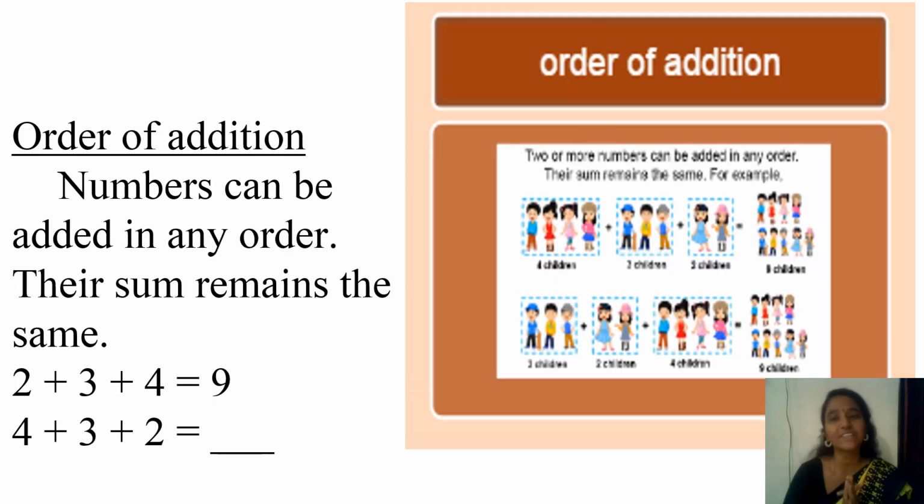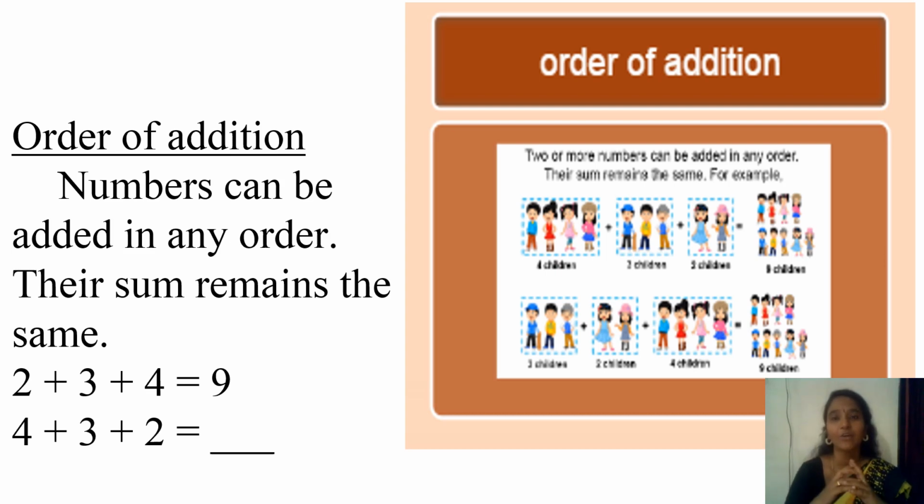Next, what is the third property of addition? It is the order of addition. In addition, numbers can be added in any order. The answer remains the same. See, let me tell you a simple example. If relatives are coming to your home, first 2 relatives came, next 3 relatives came, next 4 relatives came. So total how many were there? 9. Isn't it right? Okay.